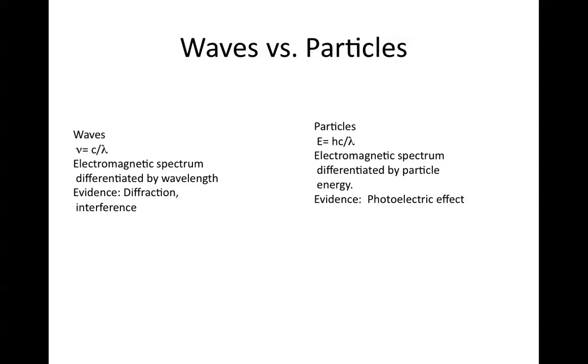particles, we tend to speak of photons, and we use this equation E equals hc over lambda to describe the energy of each photon. In this case, the electromagnetic spectrum is differentiated by the energy of the particles rather than by the wavelength. The primary piece of evidence for this is something called the photoelectric effect, which we'll also talk about in just a minute.